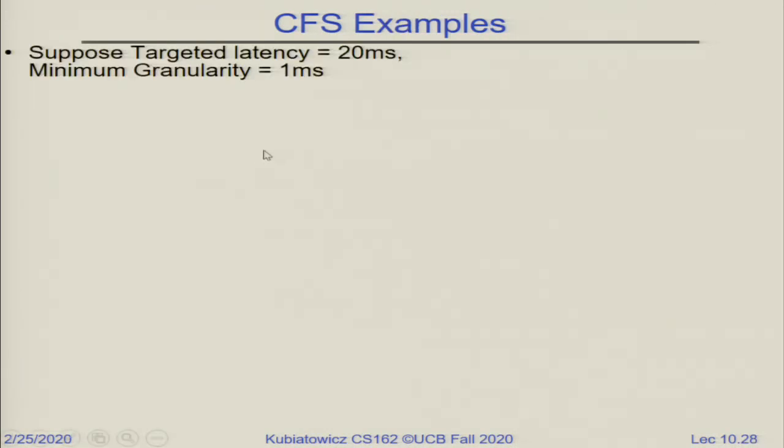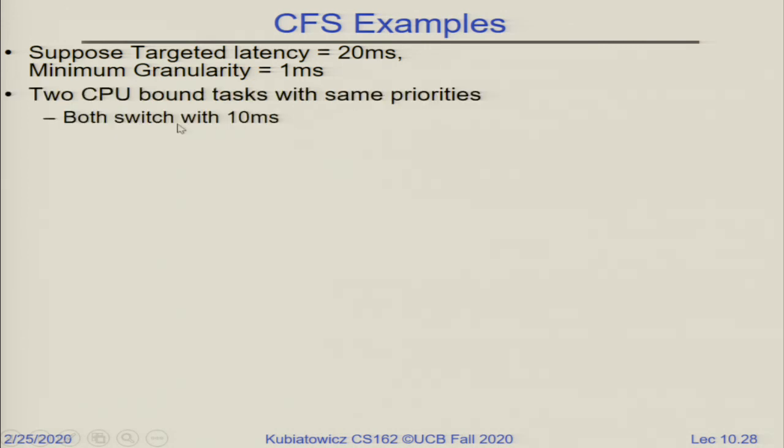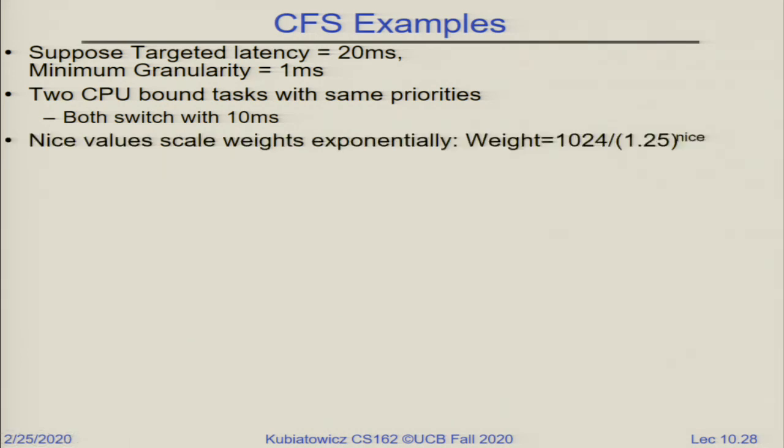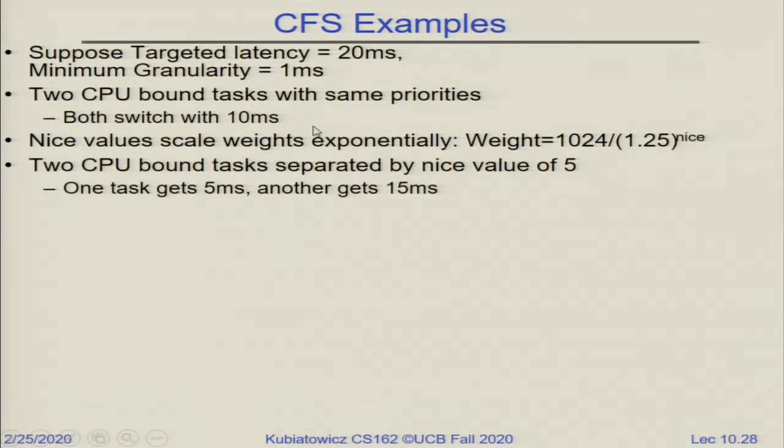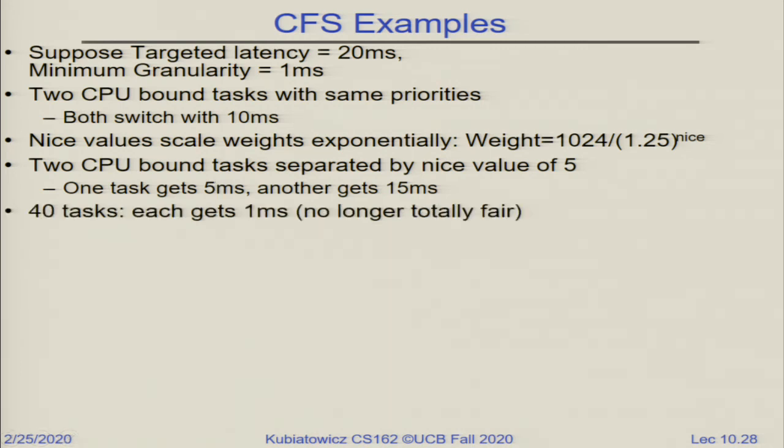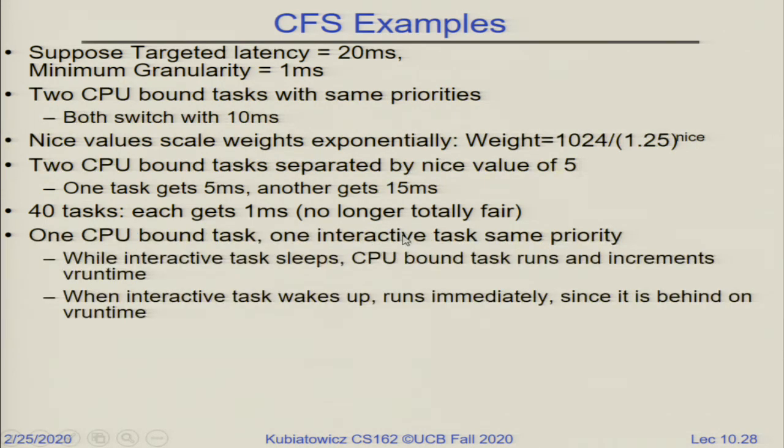And so, for instance, if the targeted latency is 20 milliseconds, which is everybody runs after 20 milliseconds, 2 CPU-bound tasks with the same priority, basically each get 10 milliseconds. You can use nice values. So 2 CPU-bound tasks separated by a nice value of 5: the low one gets 5 milliseconds. The other one gets 15. Together, those work out. 40 tasks each get 1 millisecond. That's no longer fair, etc.